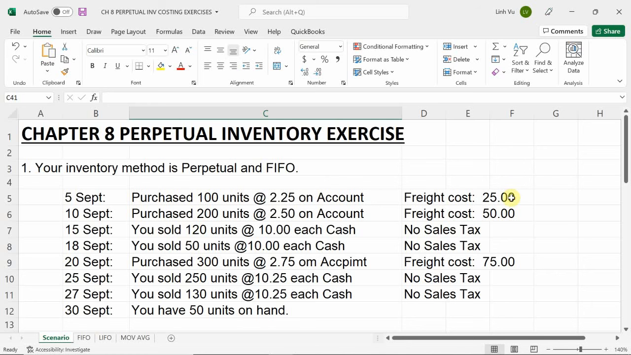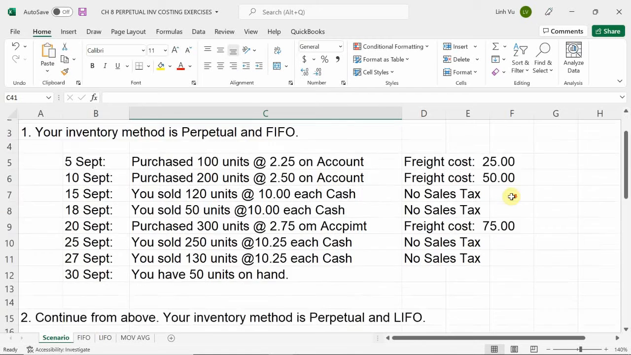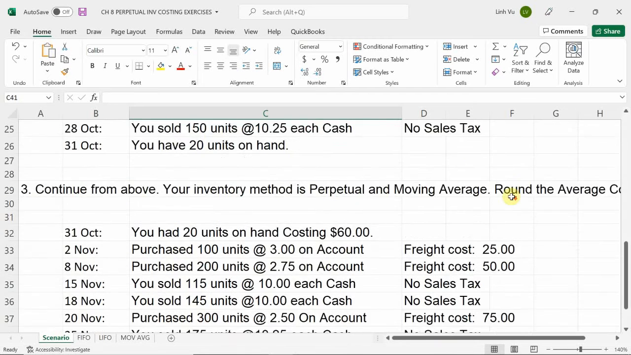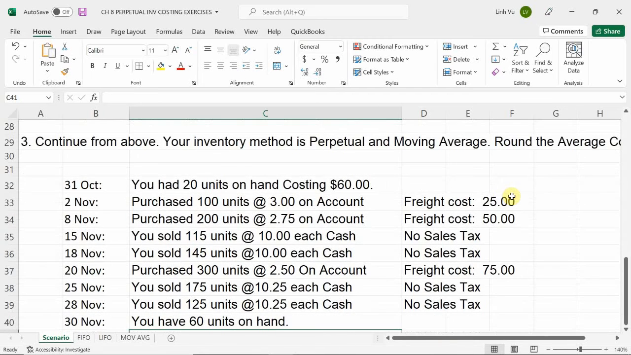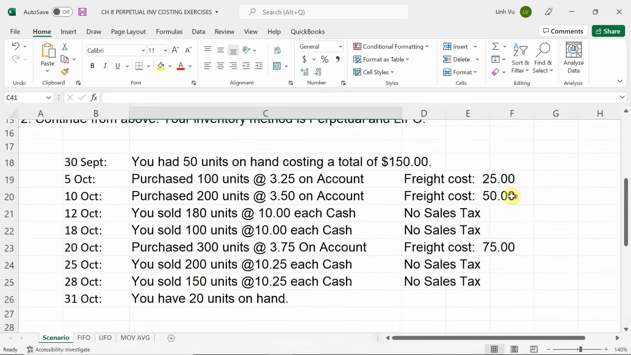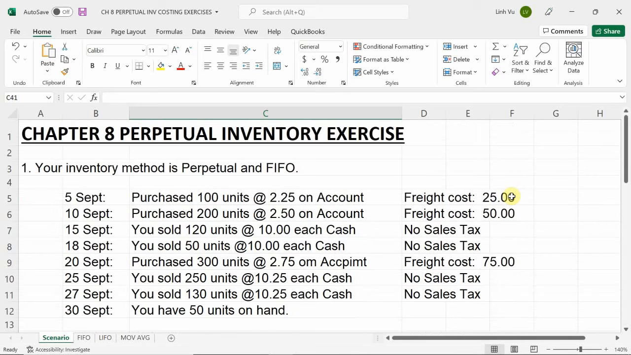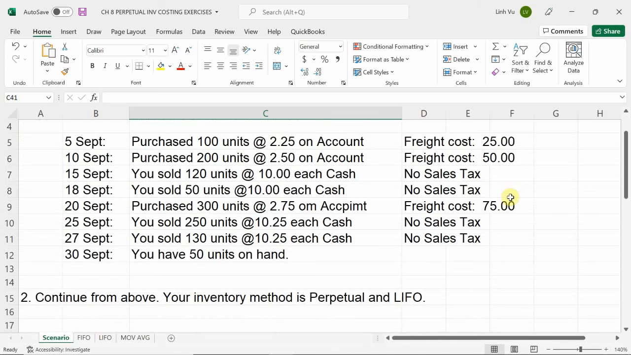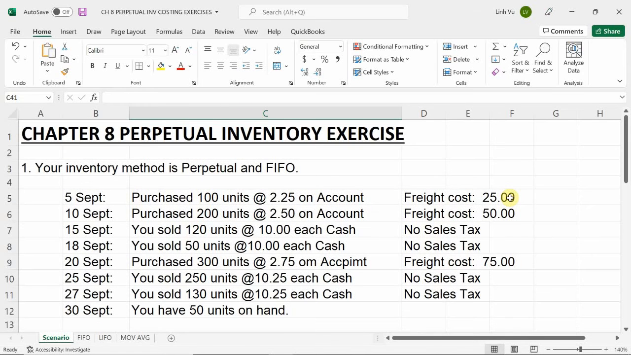So the chapter 8 review is going to be, we're going to practice the FIFO, LIFO, and moving average, okay? We're going to practice all three of them together in this one little scenario here, okay? Starting with September 5th.